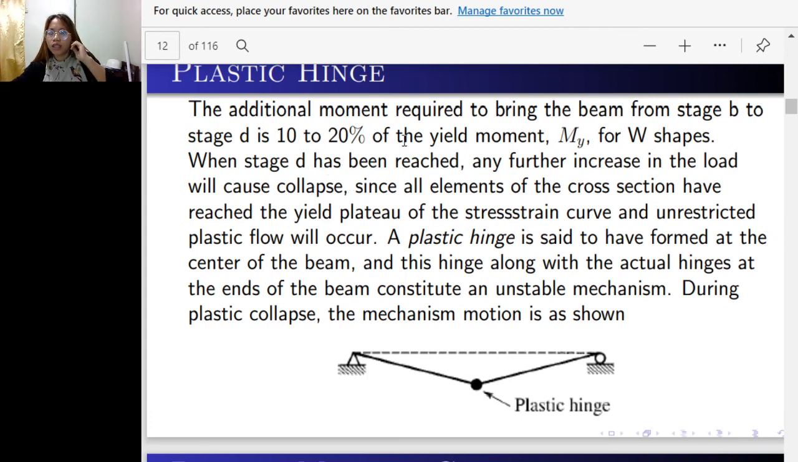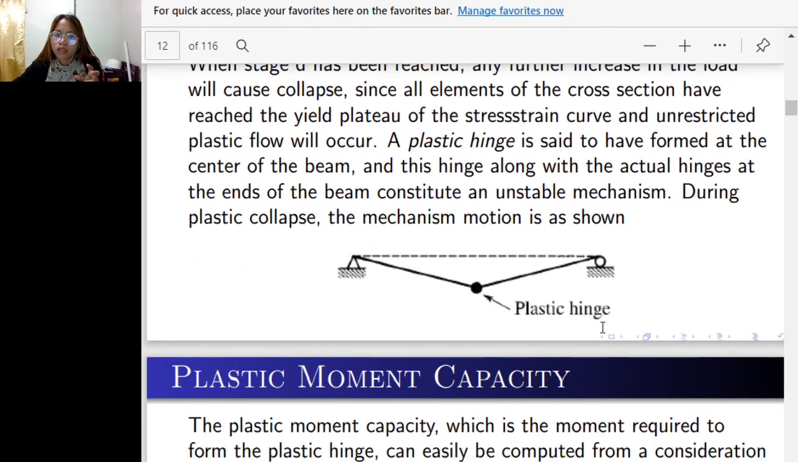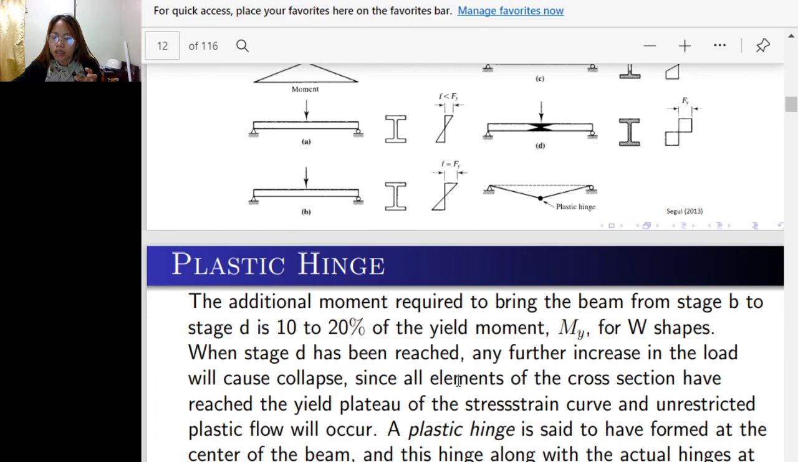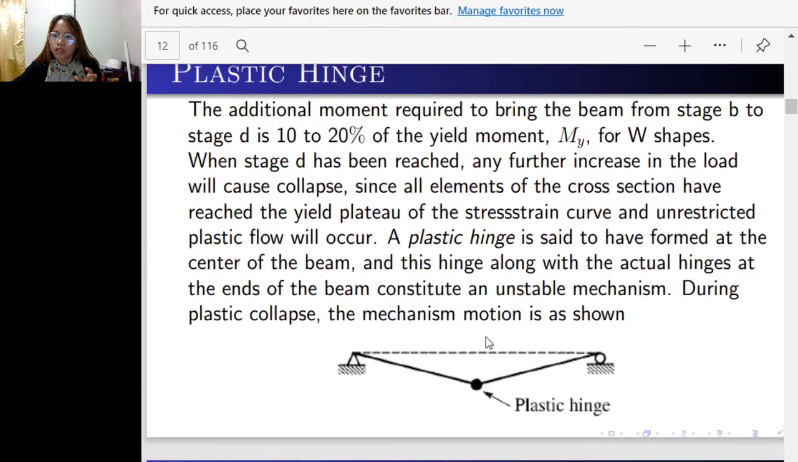When stage D has been reached, any further increase in load will cause collapse since all elements of the cross section have reached the yield plateau of the stress strain curve and unrestricted plastic flow will occur. A plastic hinge is said to have formed at the center of the beam, and this hinge along the actual hinges at the ends of the beam constitute an unstable mechanism. During plastic collapse, the mechanism motion is as shown. So this is the discussion of the above figures.